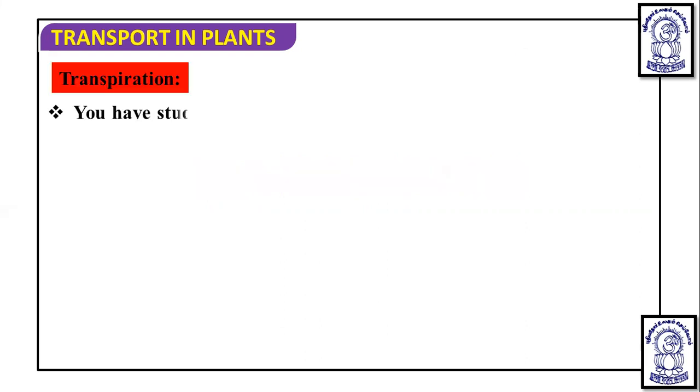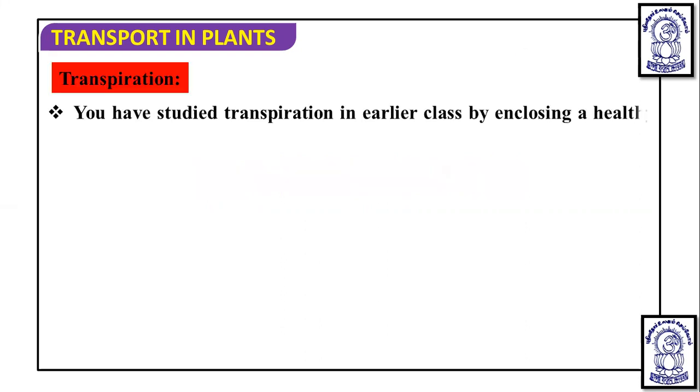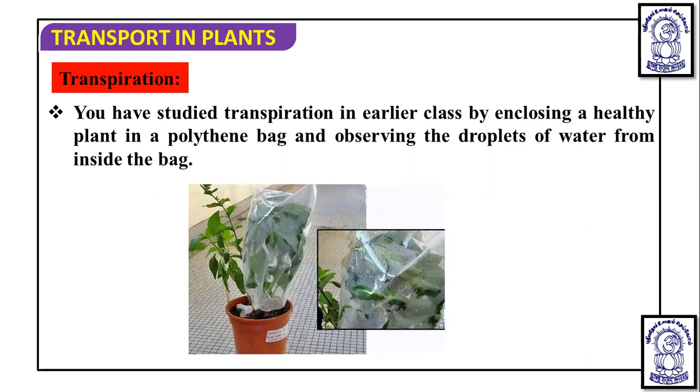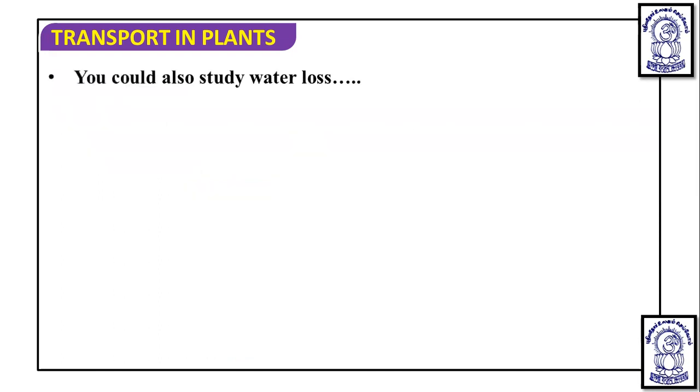So transpiration, you have studied in an earlier class by enclosing a healthy plant in a polythene bag and observing a droplet of water inside the bag. When you take a healthy plant and cover it with a polythene bag, you observe droplets of water inside the bag. So this droplet of water indicates that the parts of the plant are releasing water.